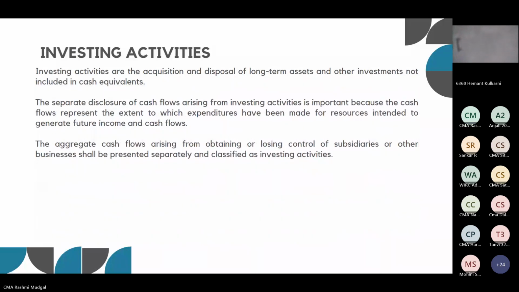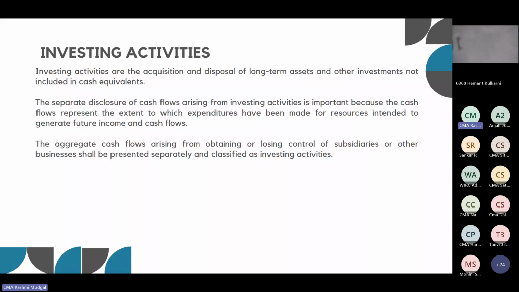So the next point is investing activities. What are investing activities? Investing activities are the acquisition and disposal of long-term assets and other investments not included in cash equivalents. So in the balance sheet, there is an asset side where cash is also written. I'm not going to report that cash under the investing activity. That cash and cash equivalent will be removed when calculating the investing activities, which cover long-term assets.